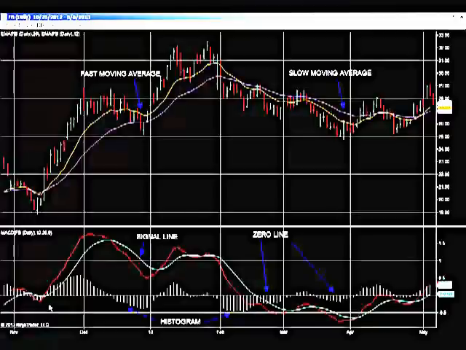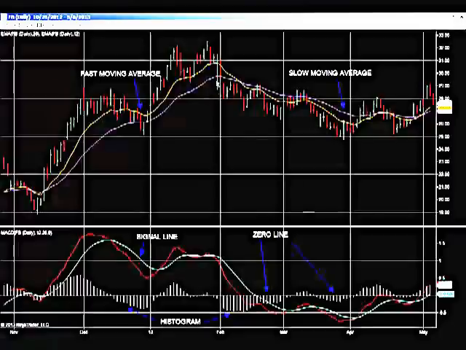Don't get confused. It's not complicated. And tomorrow I'll show you how to put everything together. So let's just quickly review one last time. Whenever you have a positive moving average crossover, you will see the MACD cross above the zero line. This is the zero line right here.